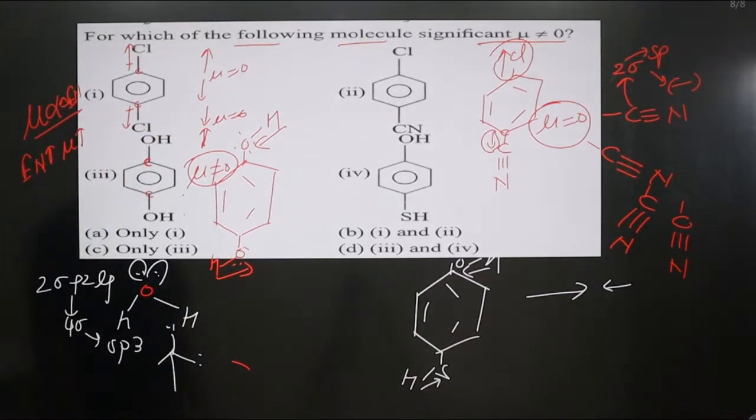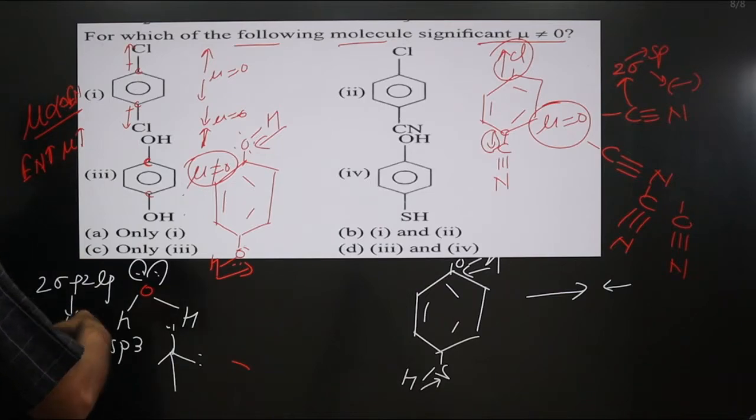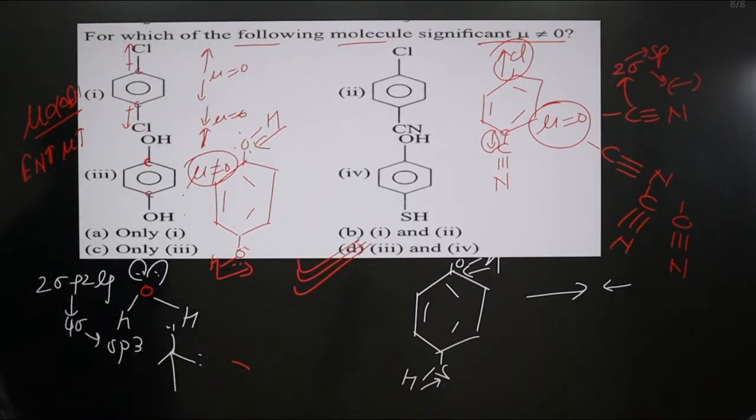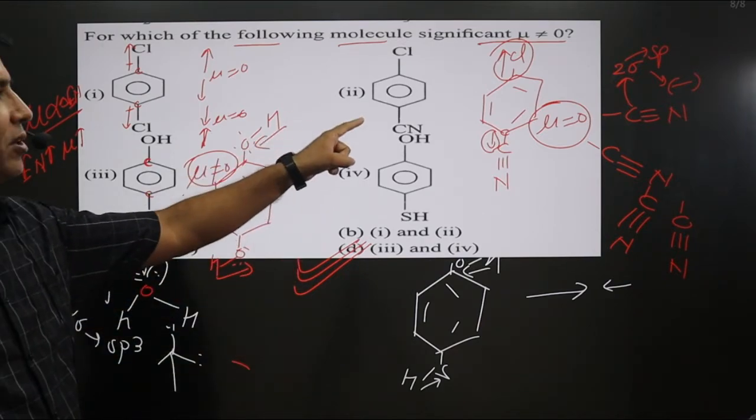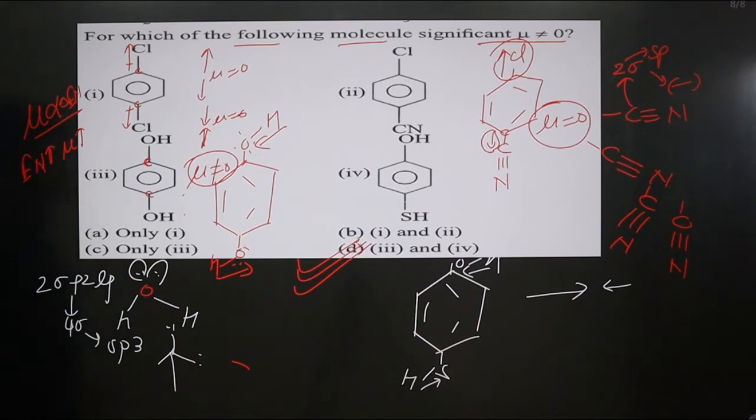So you can see the third and fourth have non-zero dipole moment. You should be careful with the second one. In this case, it has a 0 dipole moment, hence option D is correct.